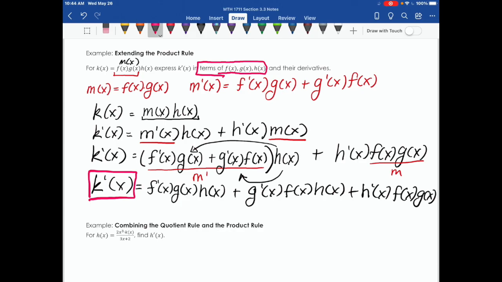And even though we didn't know what the actual formula was for each of these functions, I can just write it out using derivative notation. And now we have something we can use if we have the product of three functions.